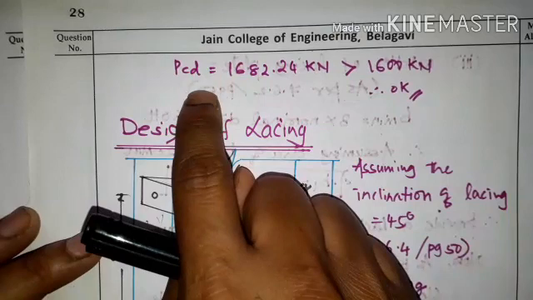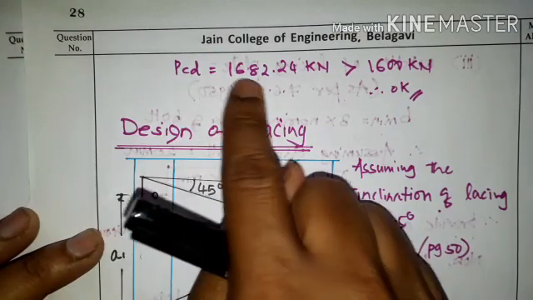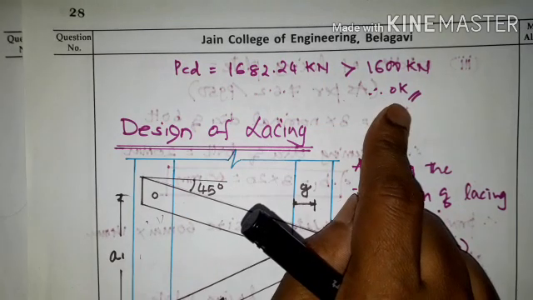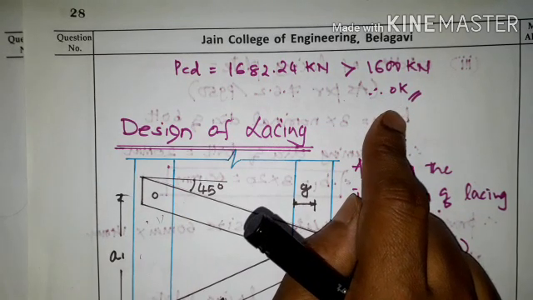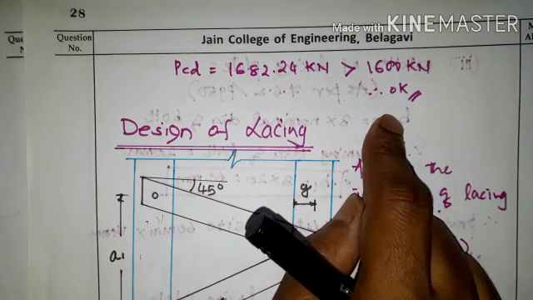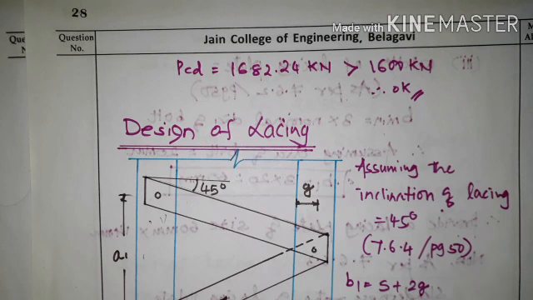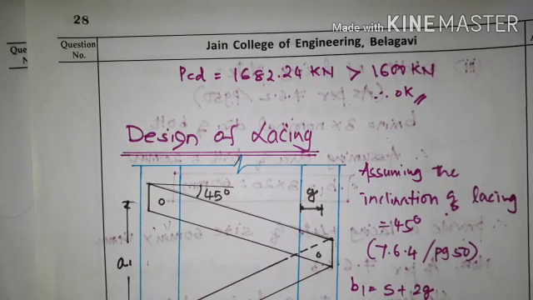The Pd load carrying capacity is more than the applied load, so the member we have selected is safe. After that we started with the design of lacing. Here, instead of design of lacing, we have to start with the design of batten plates. So we'll start with the next step, that is the design of batten plates.